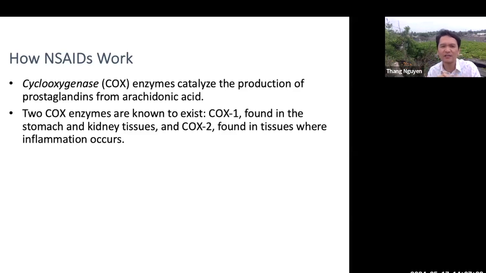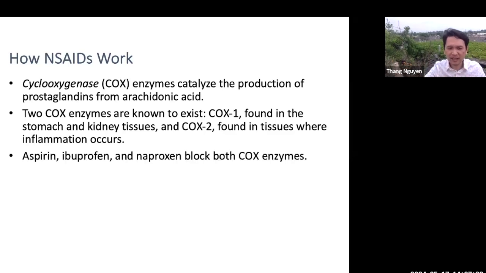Etc. So COX-1 is found in the stomach and in your kidney tissues, whereas COX-2 is found exactly where the inflammation is happening, where the pain, where the discomfort is coming from. Now, all the drugs we said here, all the NSAIDs, the aspirin, the ibuprofen, the naproxen, their job is to block both of these pathways. They block both COX enzymes, COX-1 and COX-2. Well, if the enzymes are being blocked, then they can't help produce prostaglandins. They can't produce that pain chemical to send out signals to your brain.